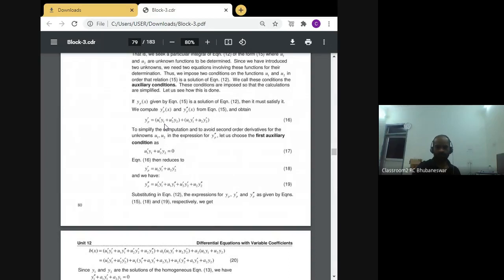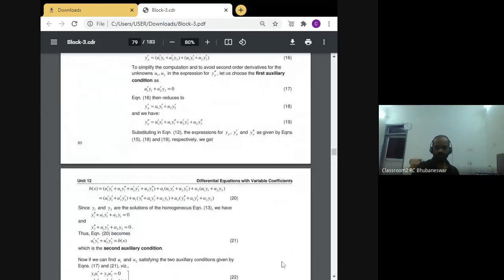When the first expression in the bracket is 0, the equation will reduce to a very simple form. After reducing this equation, again we have another four terms. So look at equation number 19, the solution procedure. Again in equation number 19, we have to take one more auxiliary equation and set it to 0.